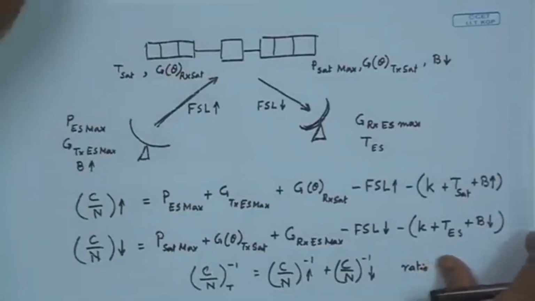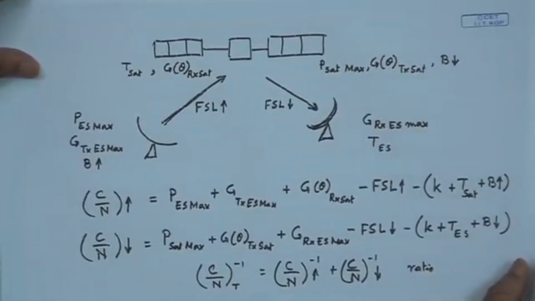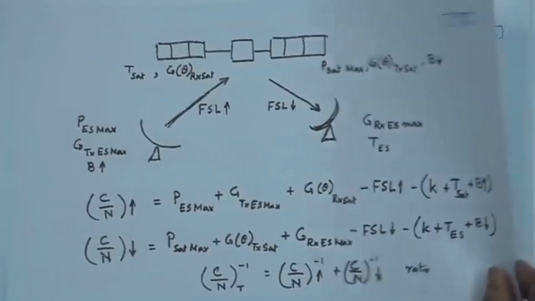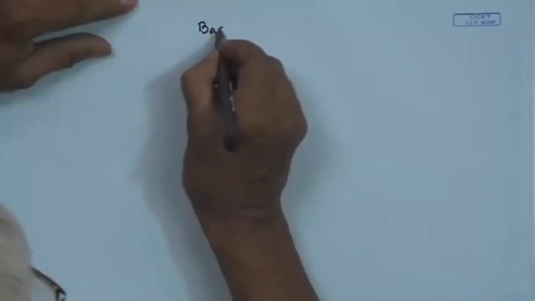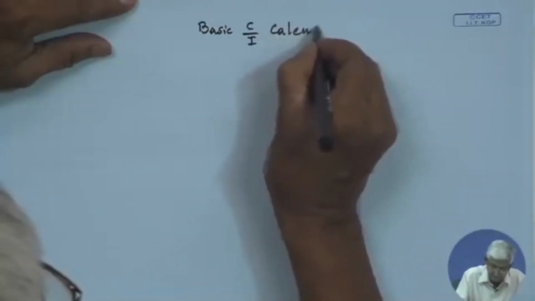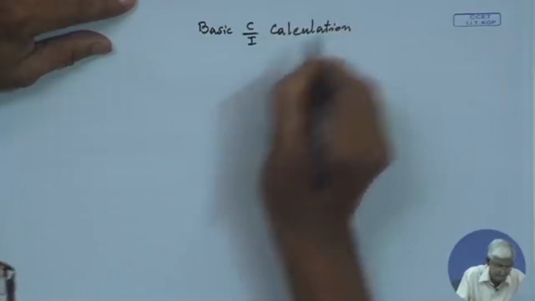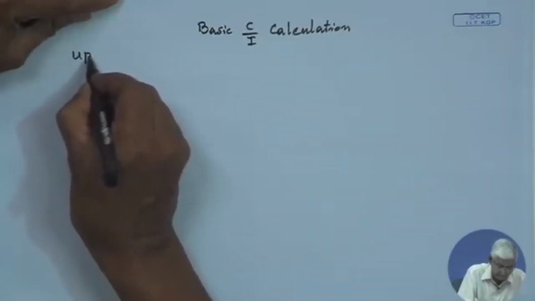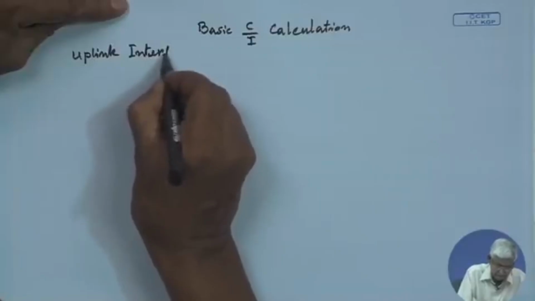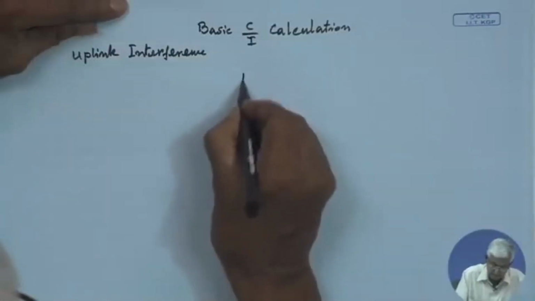Okay. So, this calculation we should do to find out what is the required C by I, but then you have to find out what is the available C by I. Let us do that calculation quickly. Pictorially, it is much easier, isn't it, when you do it pictorially in dB. So, let us do some basic C by I calculation. So, for the uplink interference, let us draw the satellite again.